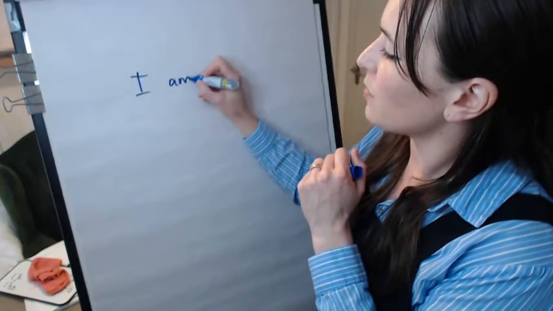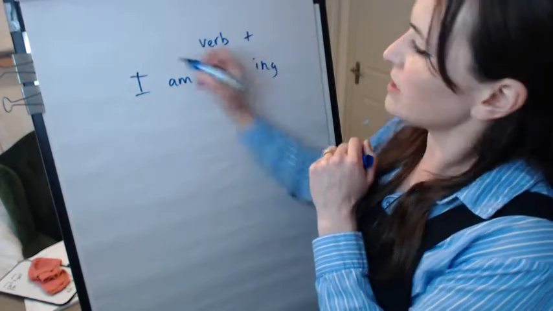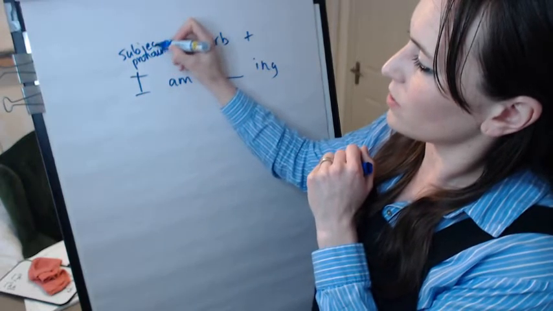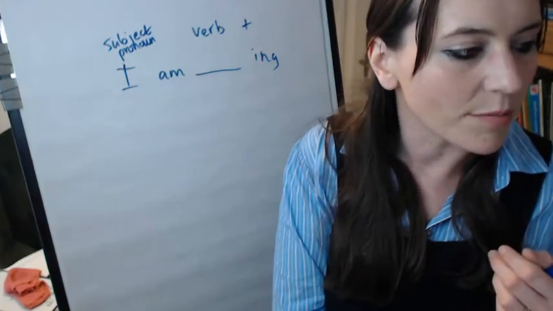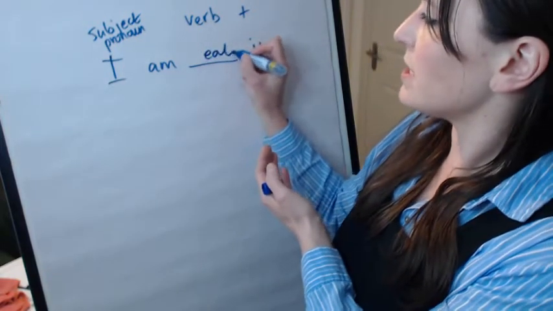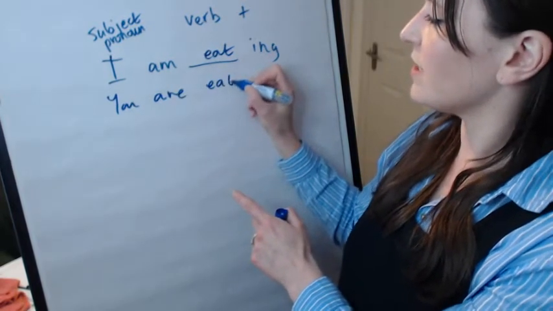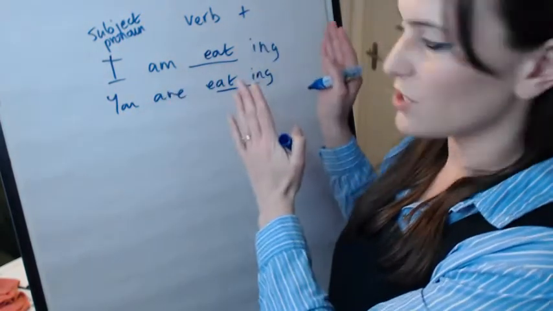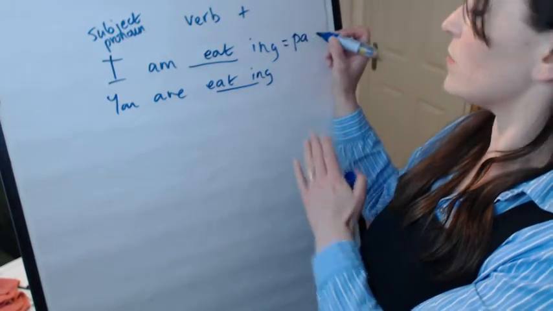I am verb plus ing. So this is your subject pronoun. Then we've got the verb to be, as it happens. I know this isn't an English lesson, but it might help. So that's I am plus a verb. So for example, I am eating, you are eating. Obviously that's together as one word, but this is just to help you see the structure. So that in Italian would just be parlo, or mangio.